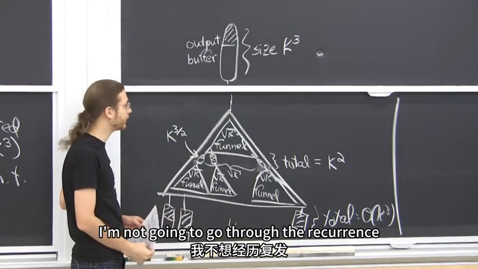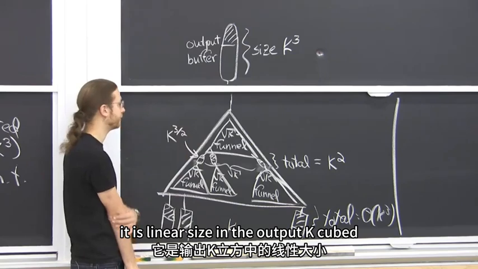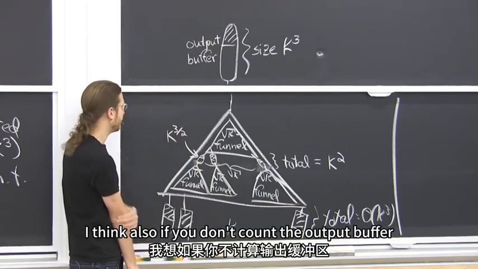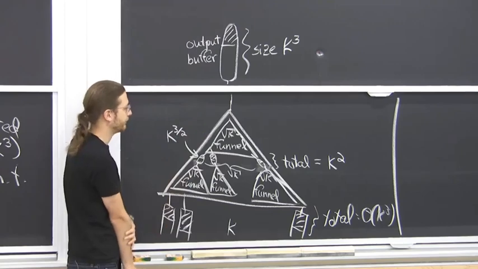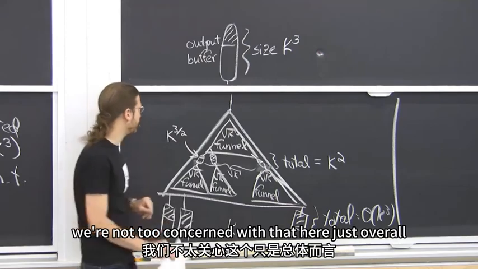I'm not going to go through the recurrence, but if you add up the total size of this thing, it is linear size in the output, k cubed. I think also if you don't count the output buffer, it's linear in k squared, if I recall correctly. We're not too concerned with that here.